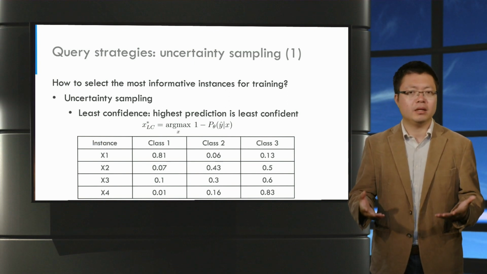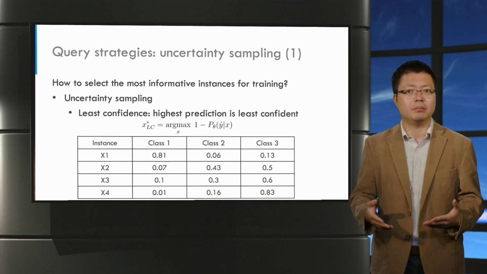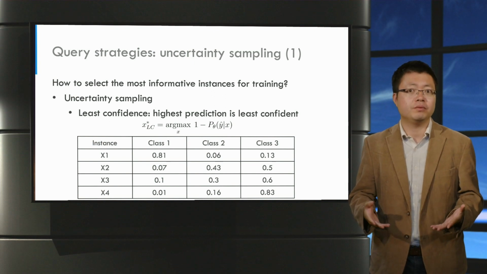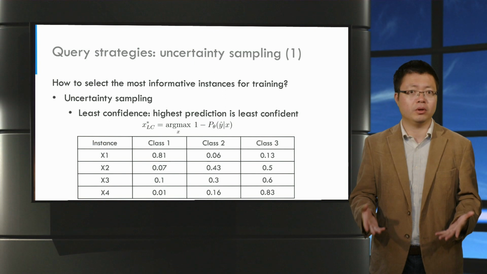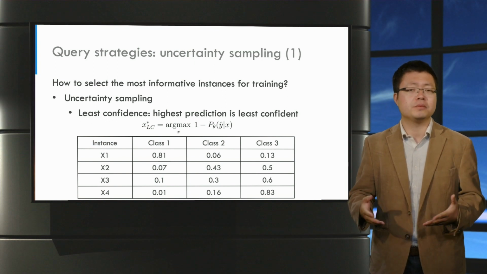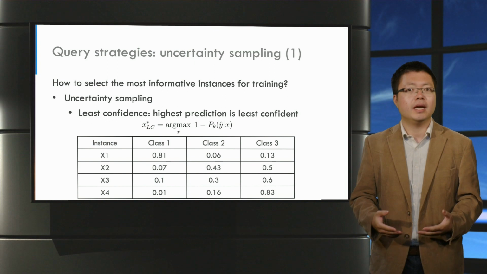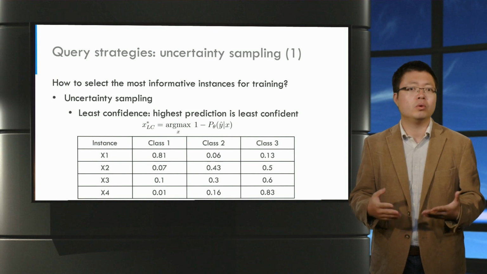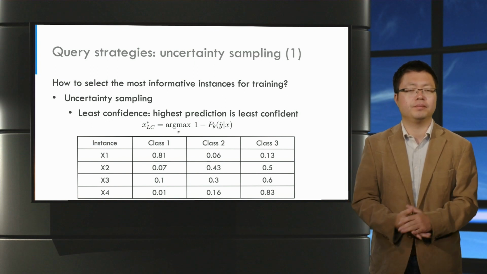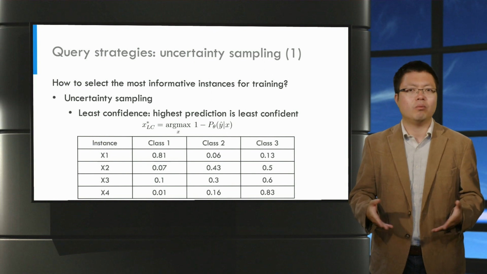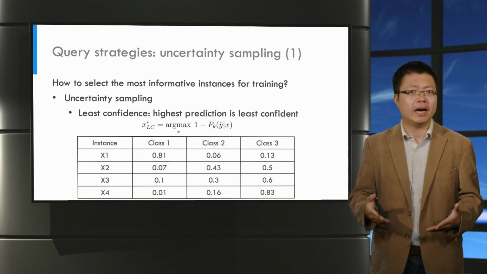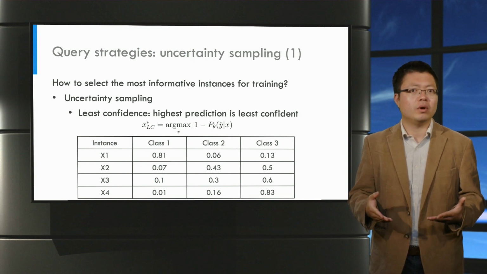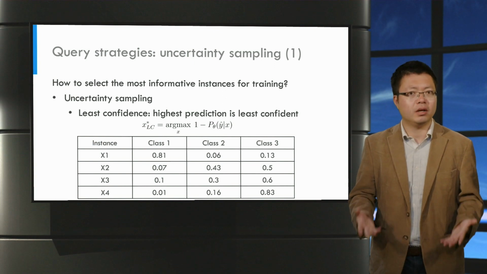For example, in a binary classification problem, uncertainty sampling simply queries the instances whose predicted probability of being positive or negative is nearest to 0.5. For problems with 3 or more class labels, a more general uncertainty sampling strategy might be querying the instances whose predictions are the least confident. Formally, let's say y hat is the class with the highest predicted probability. Then the model will select the instances where such highest probability is the smallest.